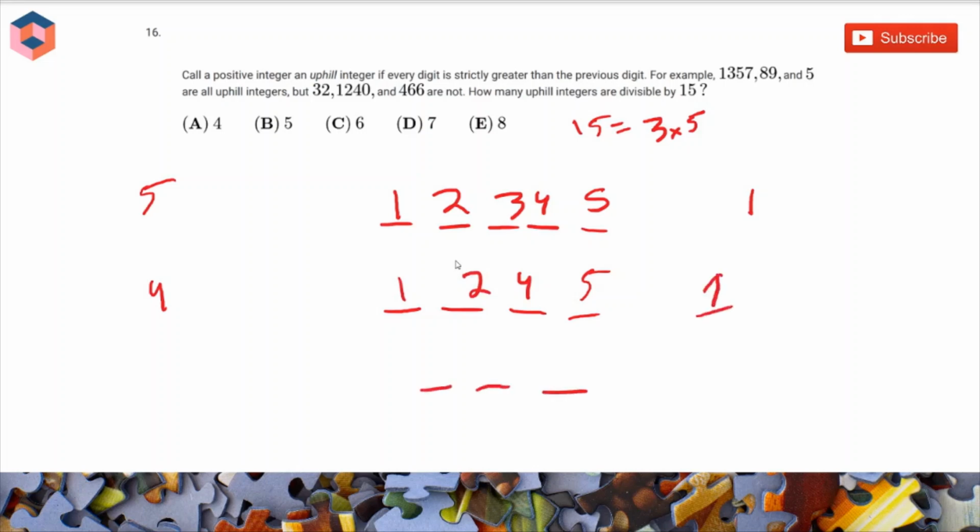Now, what about 3-digit numbers? Once again, we have 5 at the end. If we have a 1 first, that would give us a 6. To get a multiple of 3, this digit in the middle must be a multiple of 3. And the only one that works is 3.